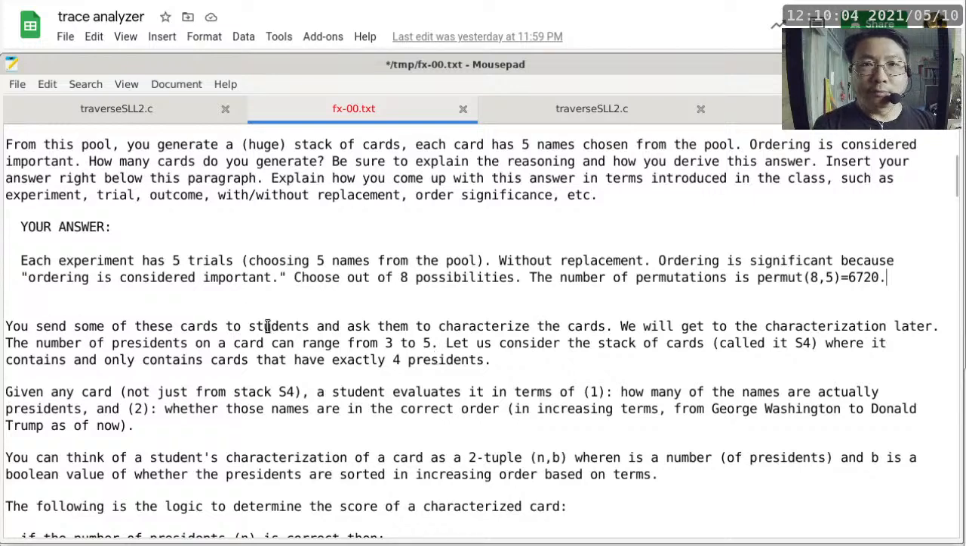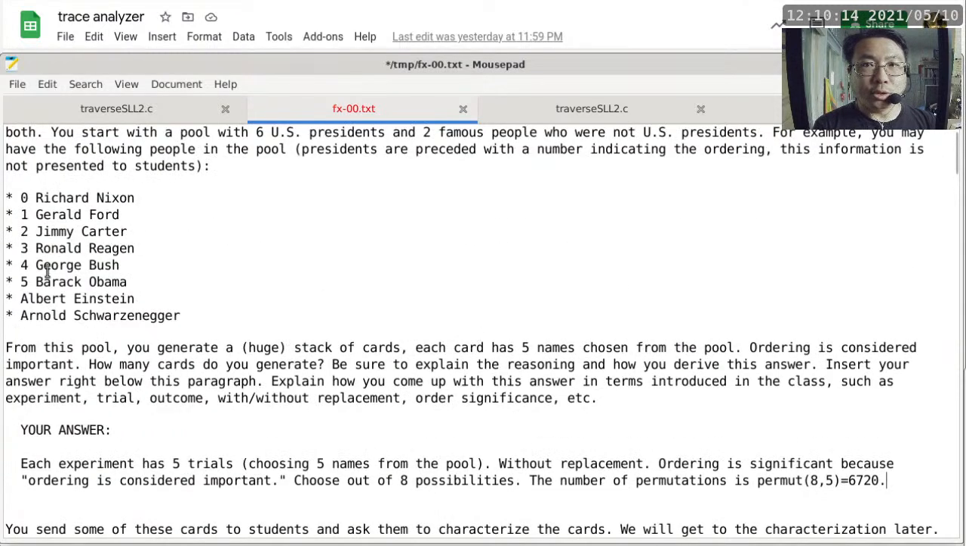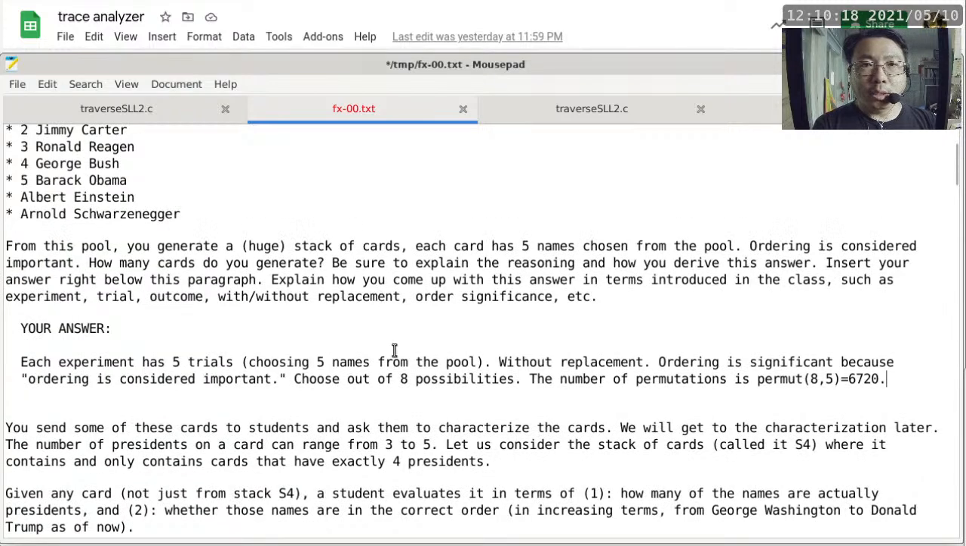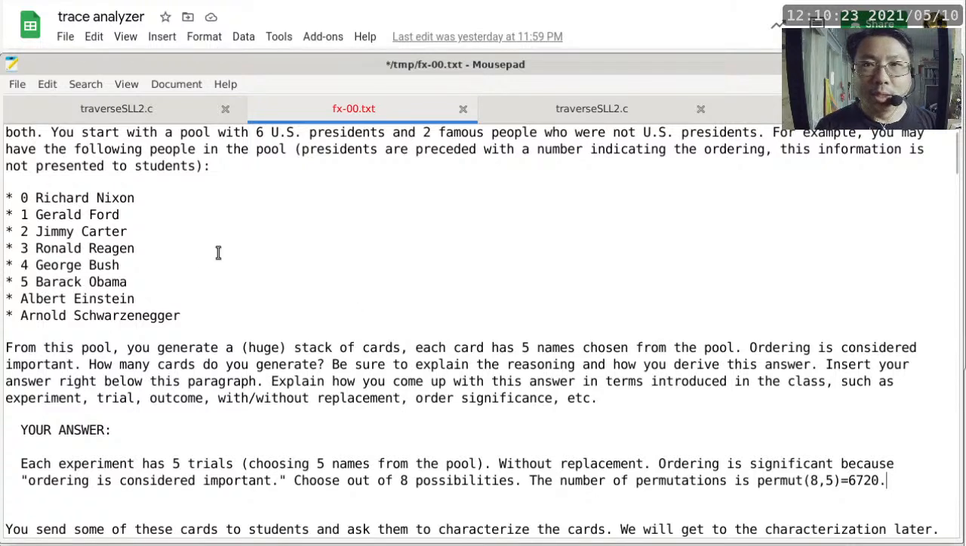You send some of these cards to students and ask them to characterize the cards. So what we see, each card basically has 5 names, and those 5 names are chosen from these 8 people in this case. And ordering is significant. Okay, so I can give you an example. Some people may get Gerald Ford, Ronald Reagan, George Bush, Albert Einstein, and Arnold Schwarzenegger. Okay, so that's one particular way, but things can be out of order too.